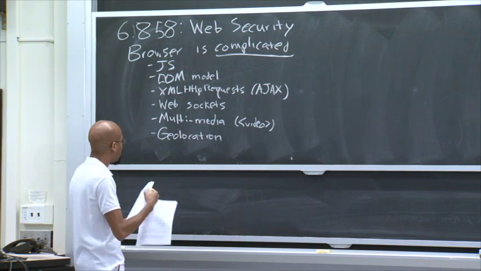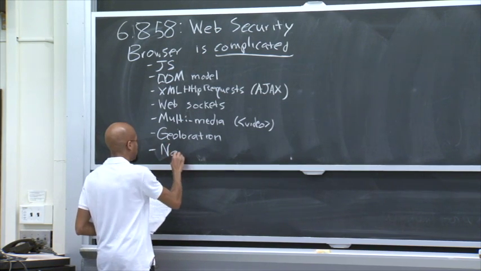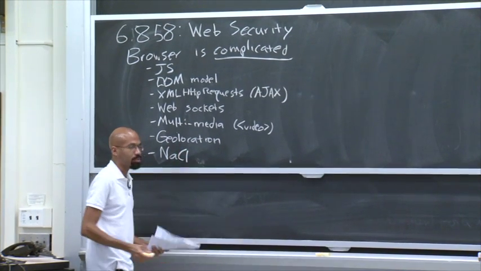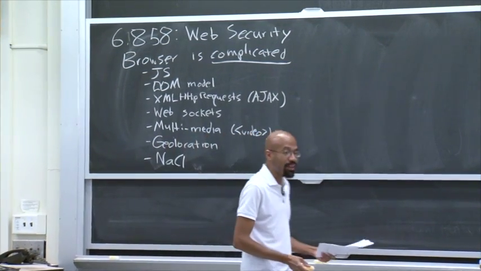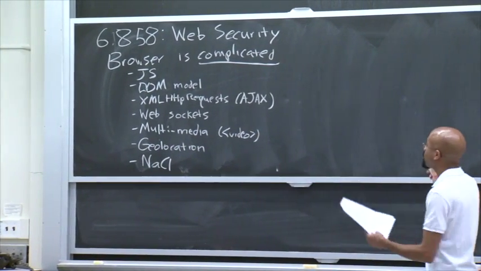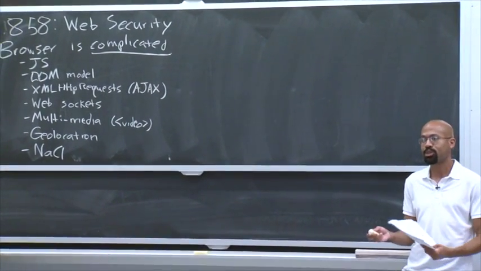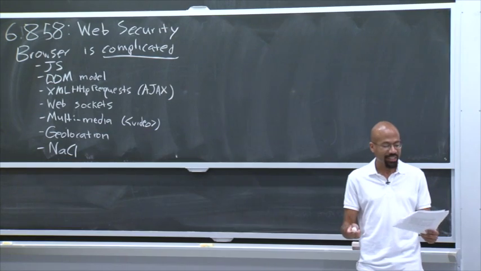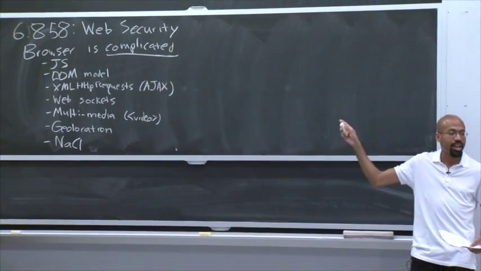And we've also talked about things like NaCl, for example, which allows browsers to run native code. There are many, many other features that I haven't mentioned here, but suffice it to say that the browser is now incredibly complicated. So what does this mean from the perspective of security? Well, basically, it means that we're screwed. The threat surface there is enormous.